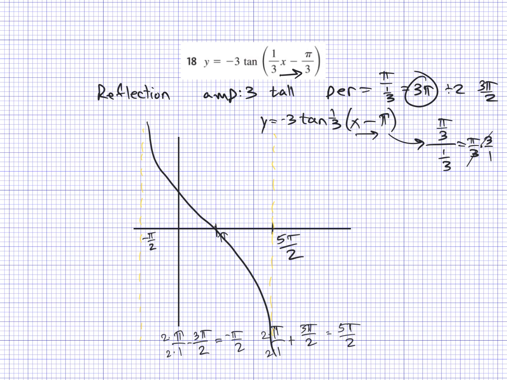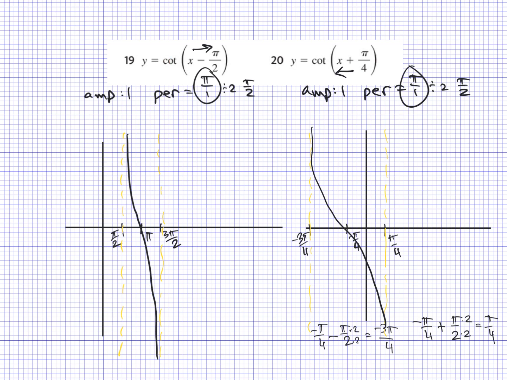So what is half of it? Well, half of 3 is 1/2. So 3 pi over 2. So we got to take pi and subtract the 3 pi over 2 distance, and that's where we got the negative pi over 2. And then we take pi and add 3 pi over 2 to get this value of 5 pi over 2. And then don't forget your reflection. You got to draw it down like that. 19 is cotangent, so this is your cotangent curve.